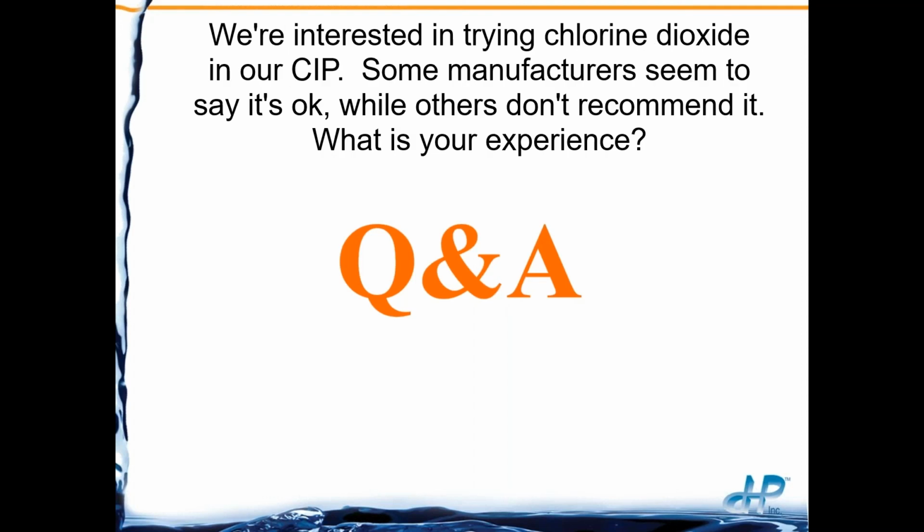Next question. We are interested in trying chlorine dioxide in our CIP. Some manufacturers seem to say it's okay, while others don't recommend it. What is your experience? Well, I'll go with that very last question there. What is our experience? Pall Incorporated has no experience with chlorine dioxide coming in contact with RO membranes. But what we have read about is that chlorine dioxide can be used on RO membranes. I've heard as high as 200 parts per million of chlorine dioxide can come in contact with it.